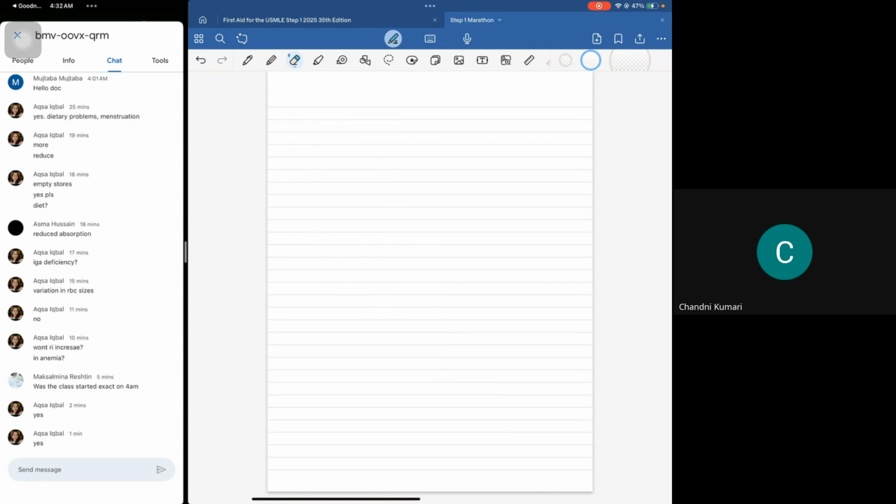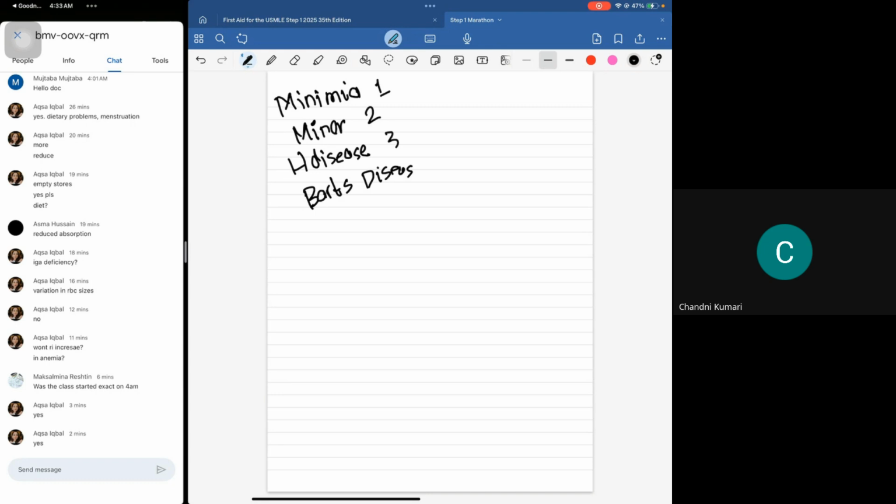These are the four types: thalassemia minima, minor, H disease, and then we are going to have Bart's as well. So one, two, three, four: no symptoms, very mild symptoms, severe symptoms, and the patient is going to die within the month.